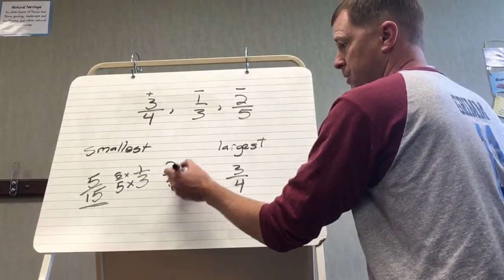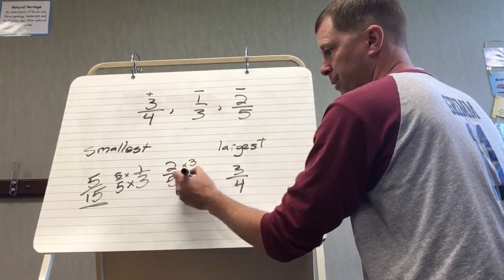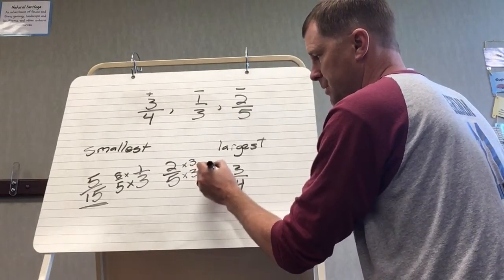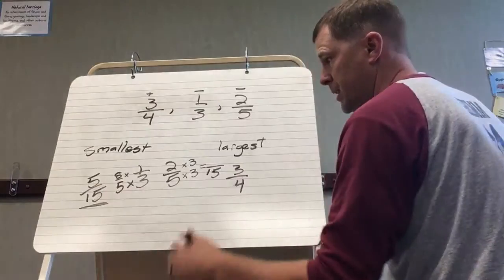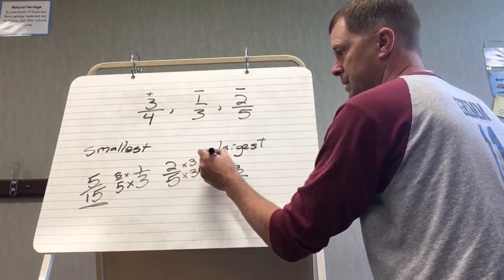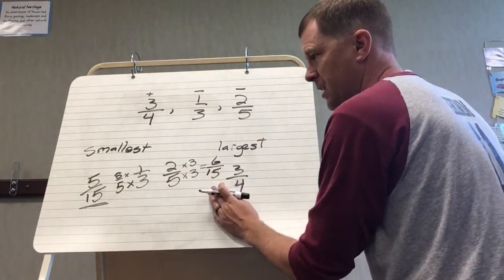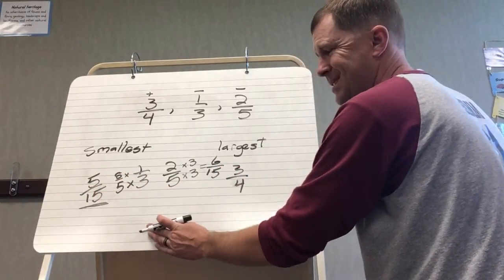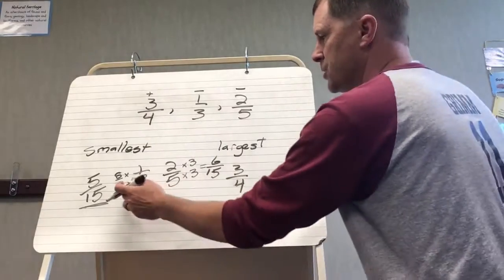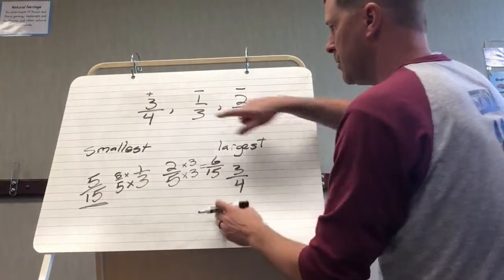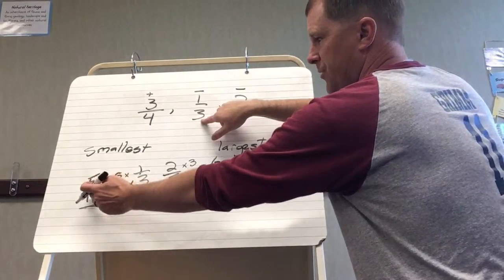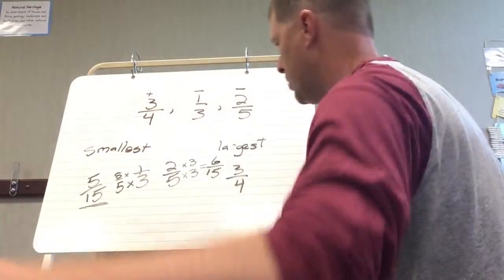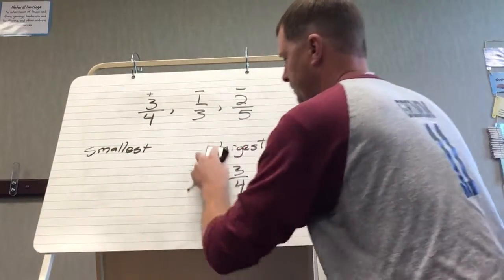Now we're going to take our 2/5 and multiply it by 3/3, because we have to find a common denominator, which gives us a denominator of 15. It's the same, great. Now 2 times 3 is 6. So now we have 6/15. And we know that 6/15 is bigger than 5/15 because 6 is bigger than 5. So 1/3 is 5/15, which is smaller than 2/5, which is 6/15. So we know our order.